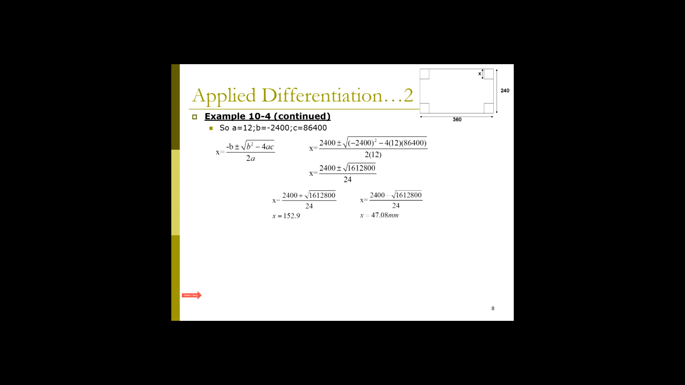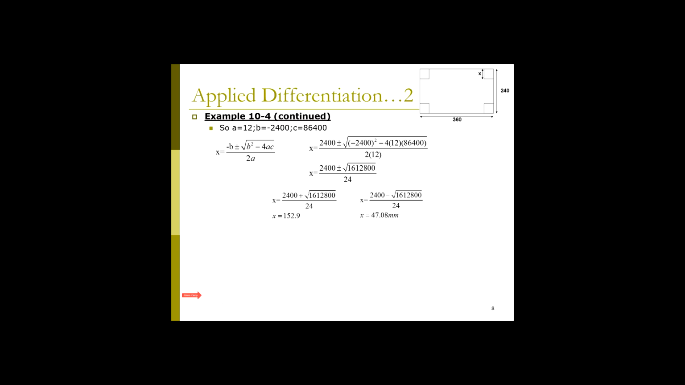Now just be careful when you're performing the calculations here. Perhaps pause the recording at this point. Check that you're getting the same answers as me. Now, we now have two possible values of x that will give us the maximum volume. However, only one of them is practical.